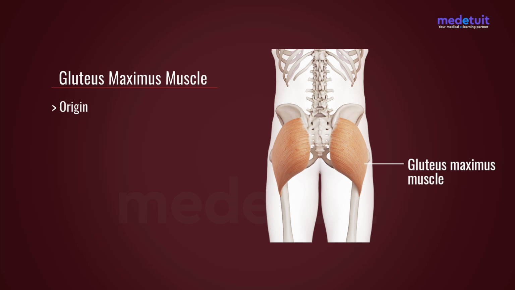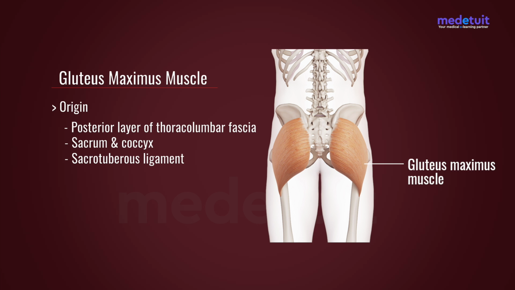It will also take its origin from the posterior layer of thoracolumbar fascia. It also takes its origin from the sacrum and coccyx. It also takes its origin from the sacrotuberous ligament.